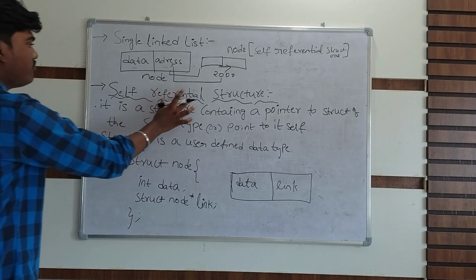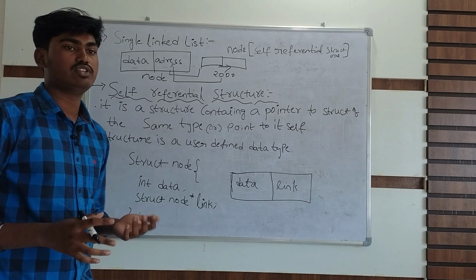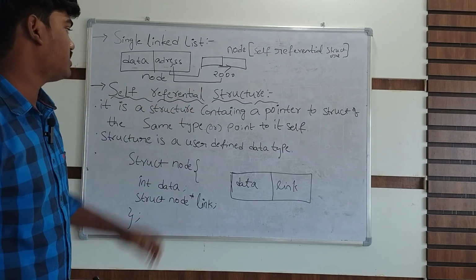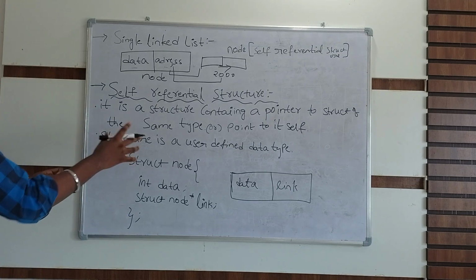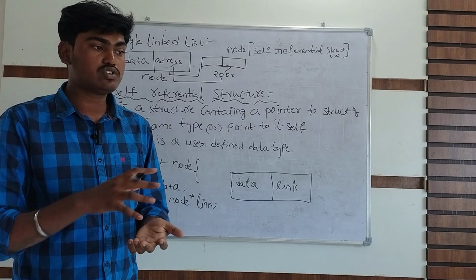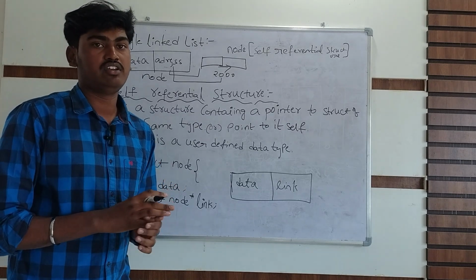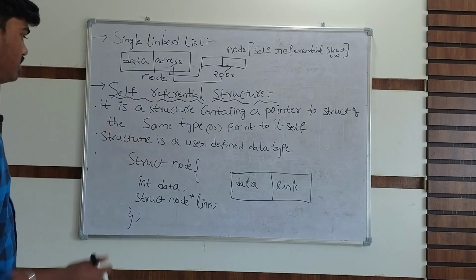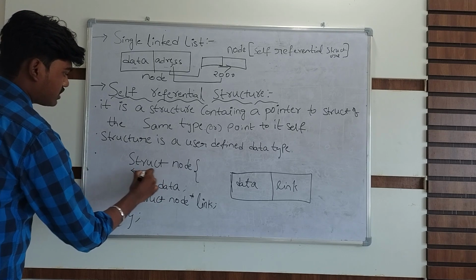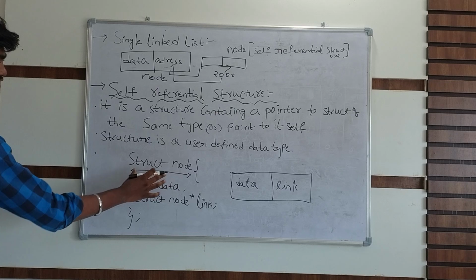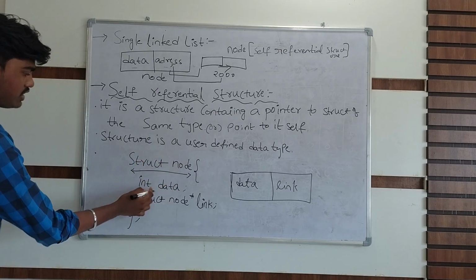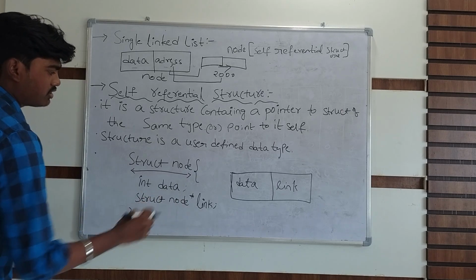Now, what is a self-referential structure? Before going to the insertion, we have to know about the self-referential structure. A self-referential structure is a structure that will point to itself, or point to the same data type. Now we can see it by a simple structure. Here we declared one structure, struct node. Struct node is a data type. It will store the data part and the link part.